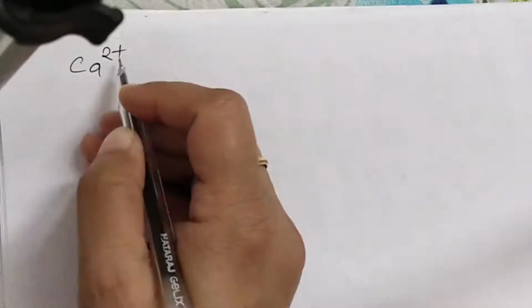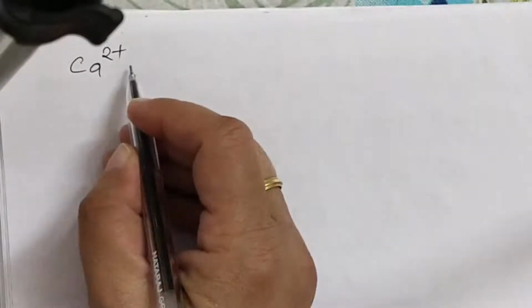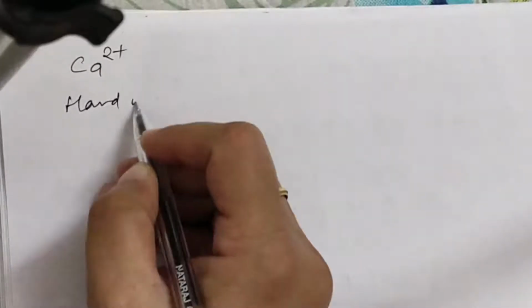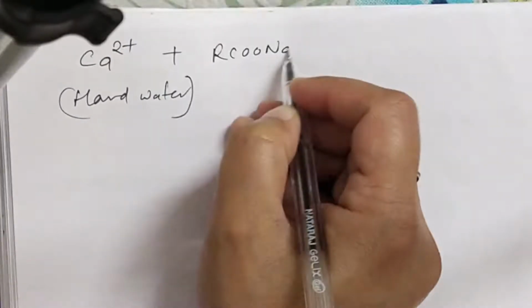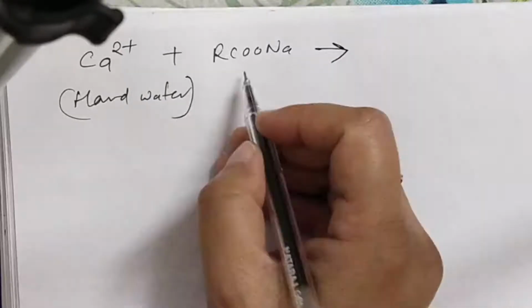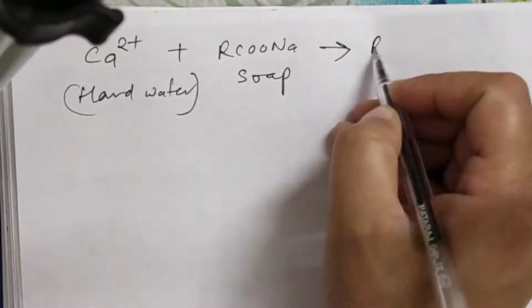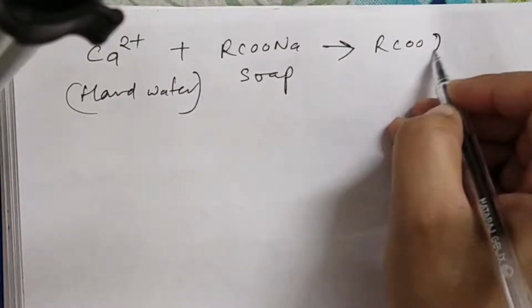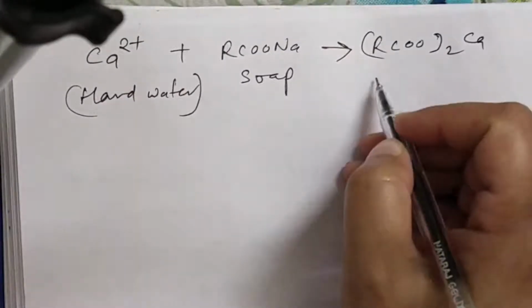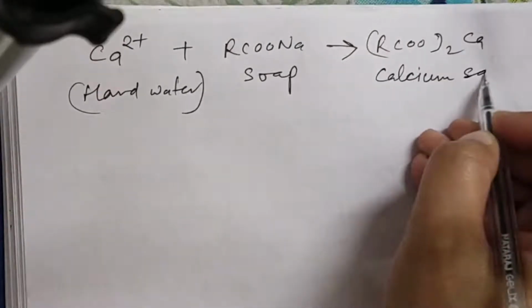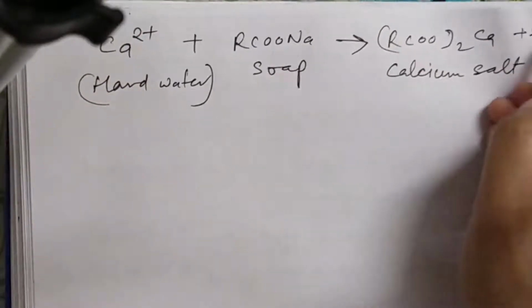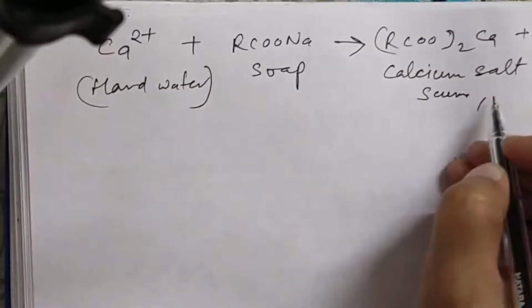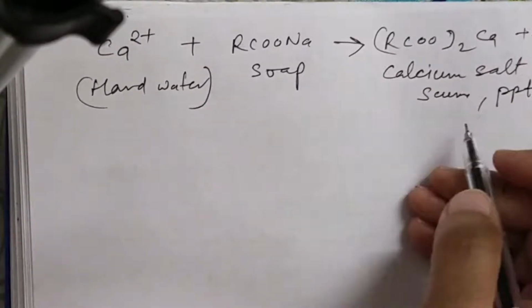Suppose in hard water there are some salts of calcium and magnesium ions. If we take the example of calcium ion from hard water, it will react with the sodium salt of this carboxylic acid, which is soap, to form this kind of compound, which is called calcium salt, and it is also called scum, or it may be called precipitates.